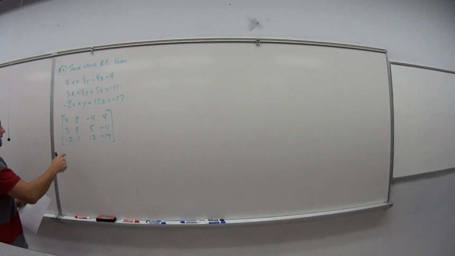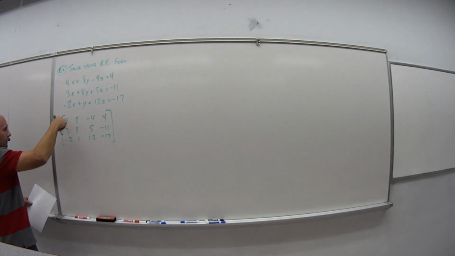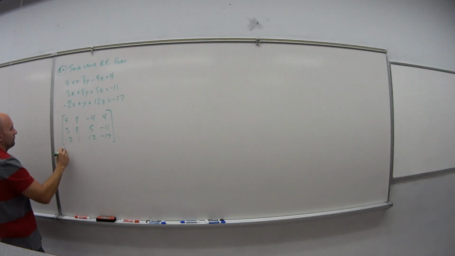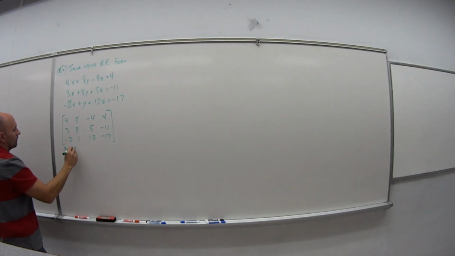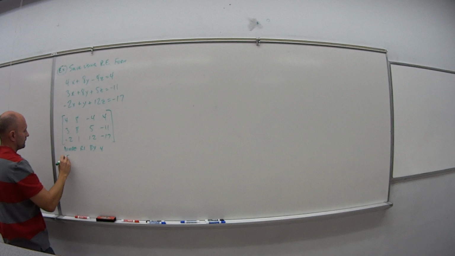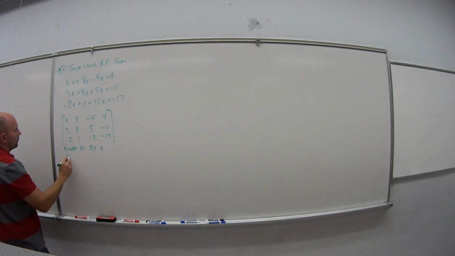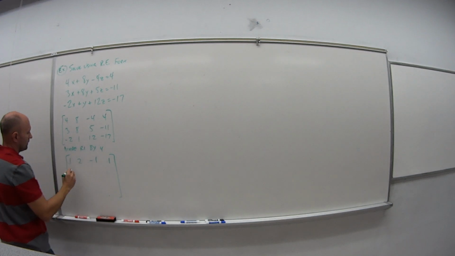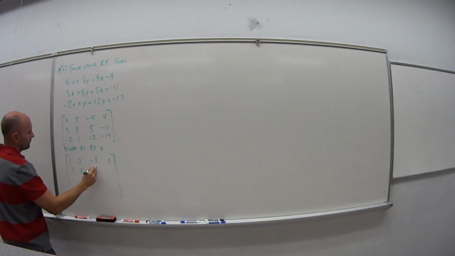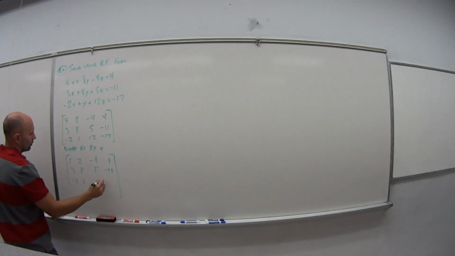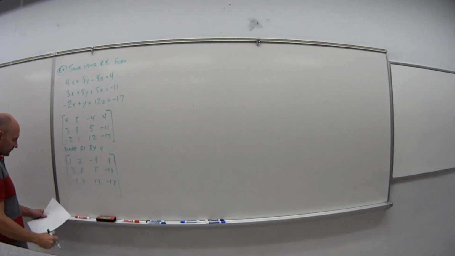So I want what? I want zeros in this corner and ones along the diagonal. Well, the first thing I'm going to do, if I want to get a 1 here, fortunately, I can divide row 1 by 4. So if I do that, I end up with what? 1, 2, negative 1, 1, 3, 8, 5, negative 11, negative 2, 1, 12, negative 17.